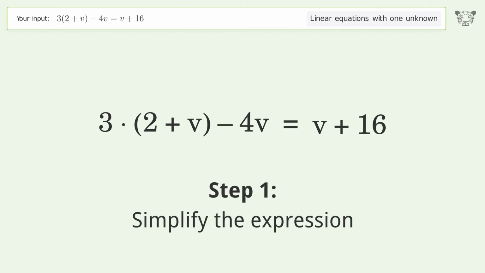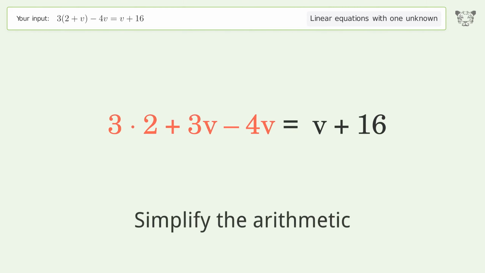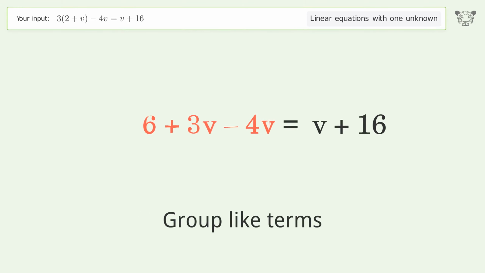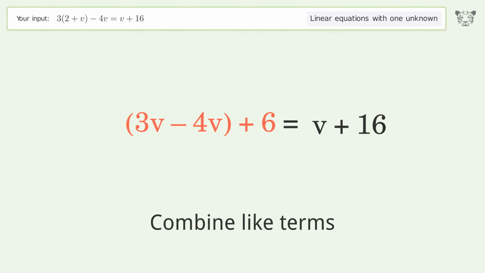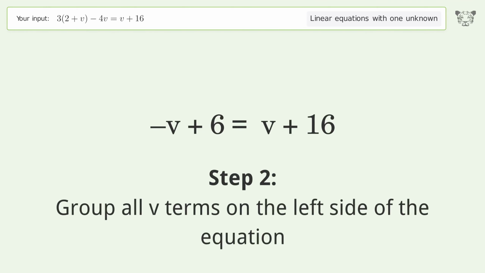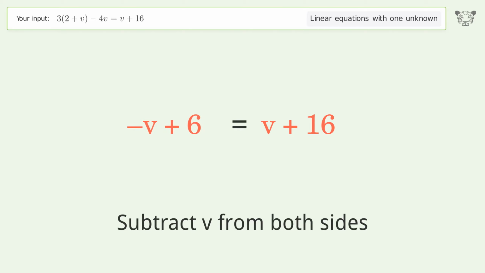Simplify the expression. Expand the parentheses. Simplify the arithmetic. Group like terms. Combine like terms. Group all v terms on the left side of the equation. Subtract v from both sides.